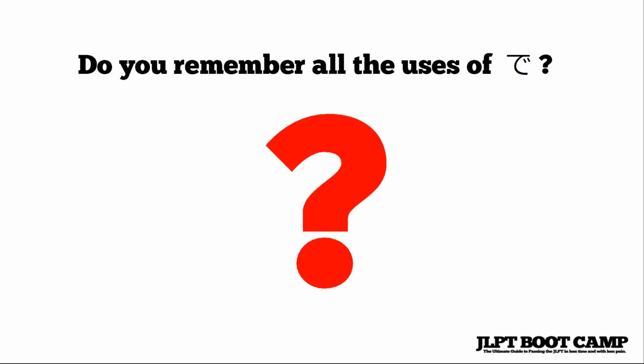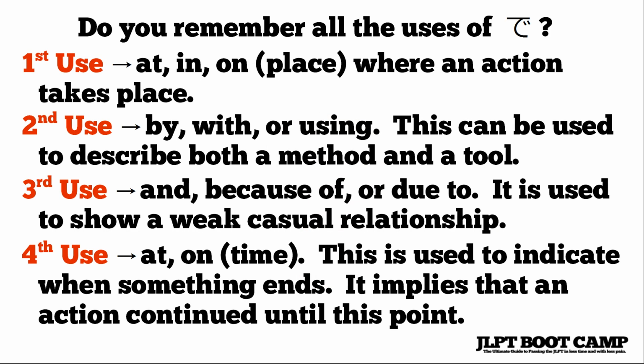All right, do you remember all of the uses of de? There's 4 of them. Do you remember them all? Let's go over them one more time before we finish here. First use, at, in, on, place, where an action takes place. Again, you cannot use it with verbs of existence, aru or iru. Usually, there's some situations that you can, but for the most part, it has to be an action taking place in a particular area.